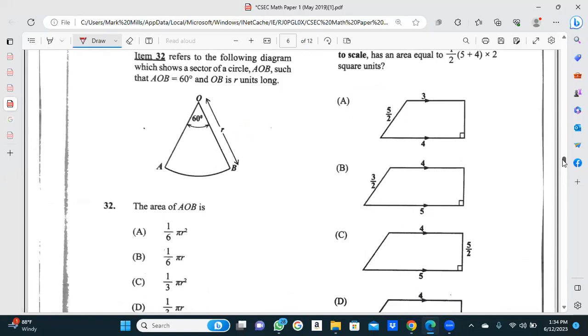Okay, the area of triangle AOB. Right, so that would be this one here. So that would be angle over 360 times pi r squared. So that would be 60 over 360 times r squared, which is 1/6. So it would be 1/6 r squared. All right.